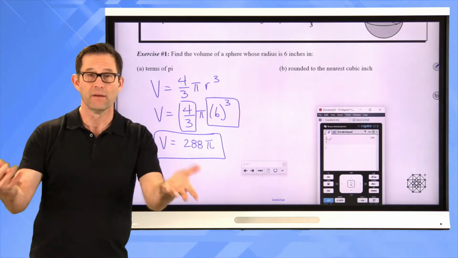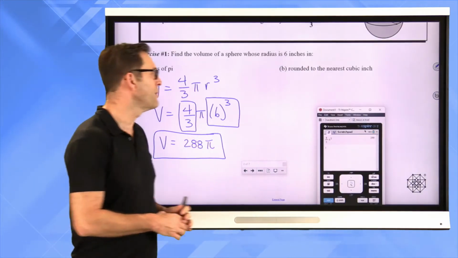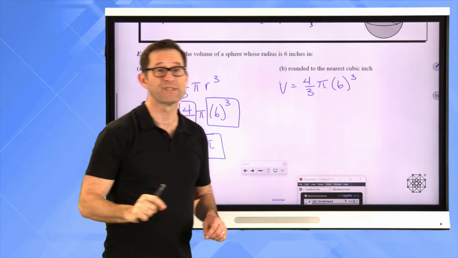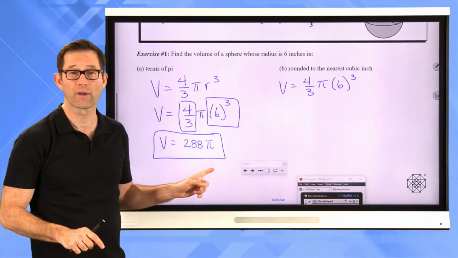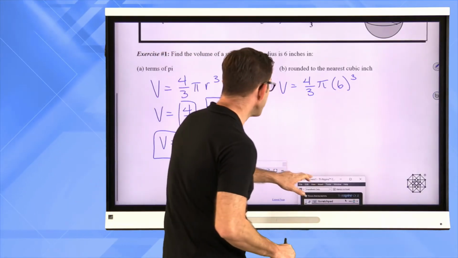Now, in letter B, we want this to the nearest cubic inch, and I could certainly type in 288 pi and get the answer. No problem. But I'd actually like to go back and type it in this way, because if the problem just said, come up with the volume to the nearest cubic inch, and they never said, put it in terms of pi, I wouldn't even consider coming up with this halfway measure. I would just plug this all in at once.